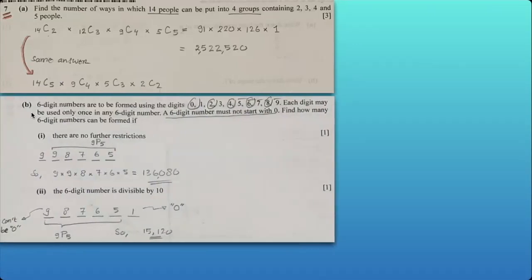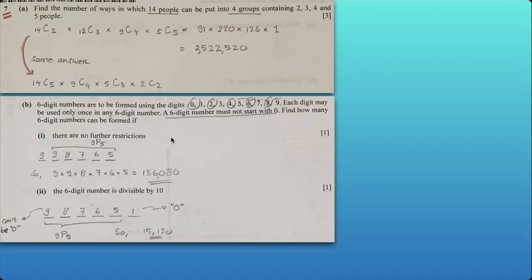Next, 7b. 6-digit numbers are to be formed using these digits. Each digit may be used only once in any 6-digit number. A 6-digit number must not start with zeros. So this is an important clue. Find how many 6-digit numbers can be formed if, okay, let's do B1. There are no further restrictions.